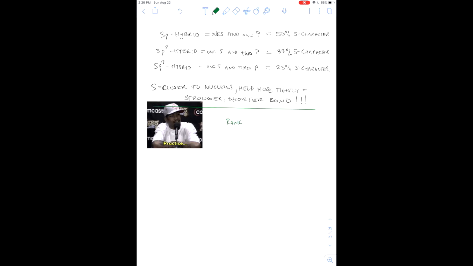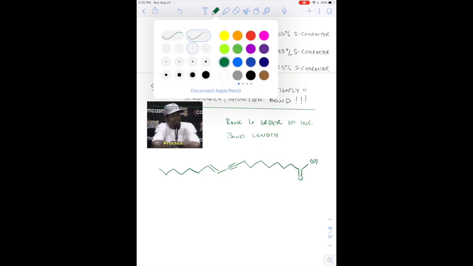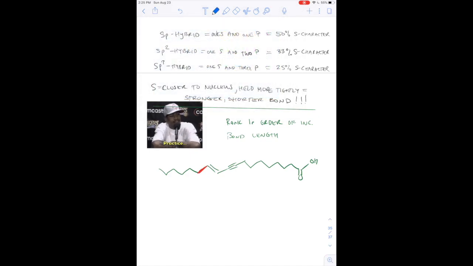Let's talk about practice. Okay, so rank in order of increasing bond length. All right, so this long, crazy molecule right here. We want to rank in order of increasing bond length. What I'm going to do is highlight some areas. So this bond here in red, this bond here in blue, this bond here in green, and this bond here in pink. I'm also going to number them 1, 2, 3, 4, so we can use the greater than, less than sign to indicate our answer.